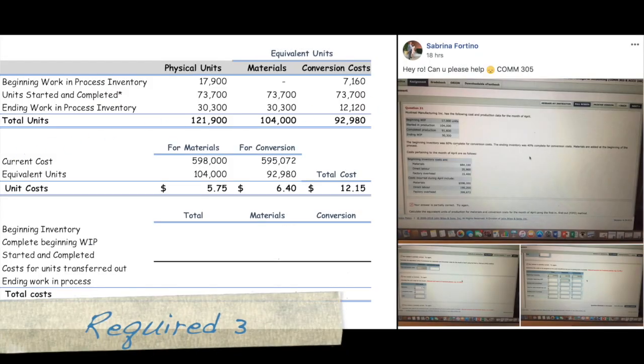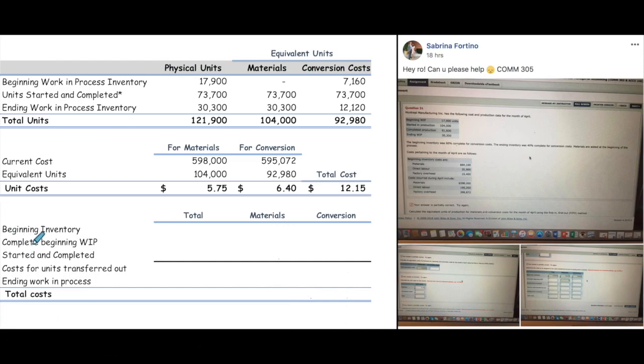Let's have a look at required 3. In required 3, we're hoping to assign the costs, so we want to be able to come up with the total cost of our beginning inventory, the cost of completing beginning WIP, the cost of the units that are started and completed, the cost of the units that are transferred out, and the cost of our ending WIP. And of course, we're hoping to do this for each category of cost and in total.